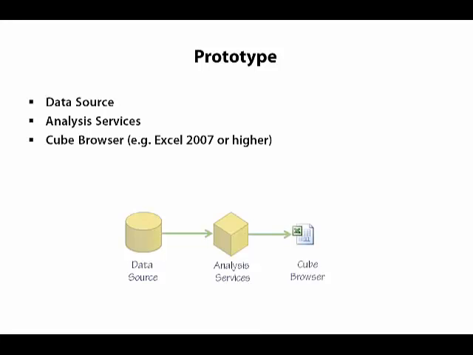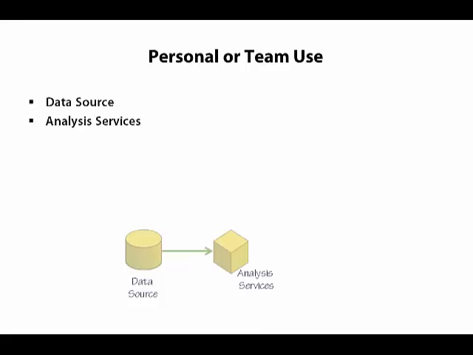Then we'll have some client tool for browsing the cube. For prototyping purposes, Excel 2007 or higher is usually sufficient. Once we move past the prototype stage, we need to automate the process of keeping data current in analysis services. With this option, we still have a data source, and we have analysis services in place like we did in the prototype architecture. But this time, we also have integration services which we can use to run a package on a scheduled basis to update analysis services.